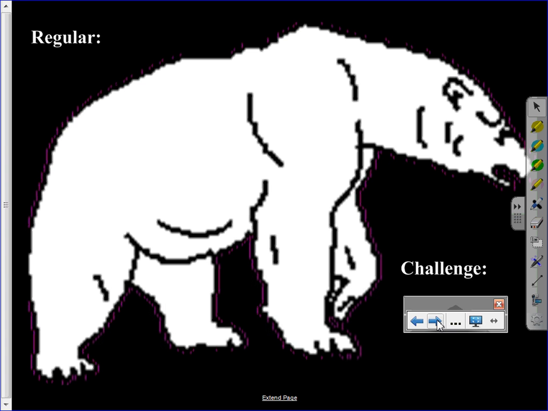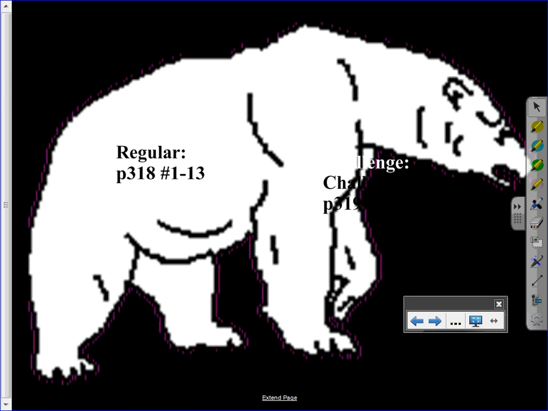I'm not sure how far you're going to get today. How do you like my polar bear assignment here? There's regular. You might want to challenge yourself with that assignment. It's up to you. Your teacher will tell you at the end of class what is expected of you by next class. Just a reminder that you're going to work as you always do.